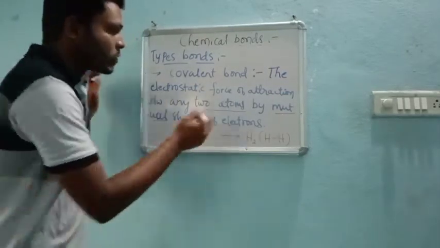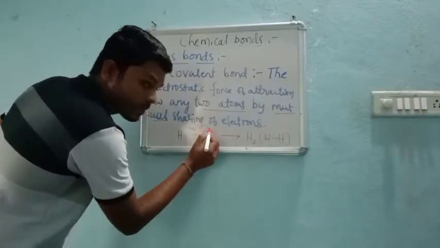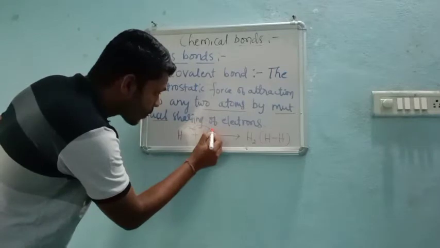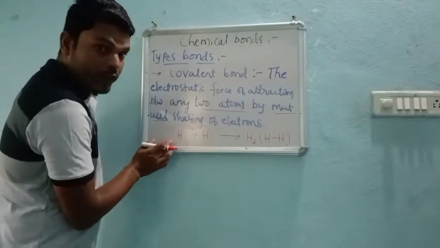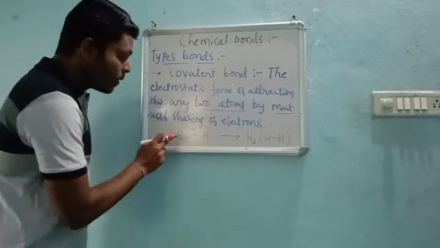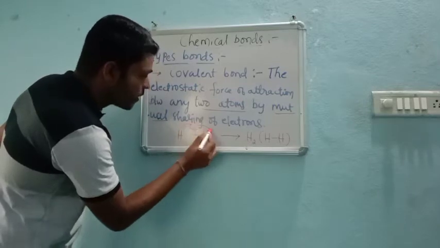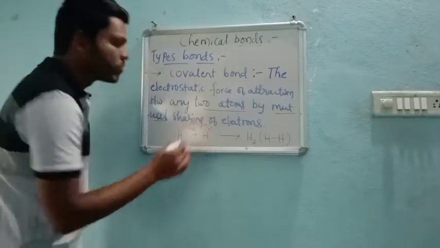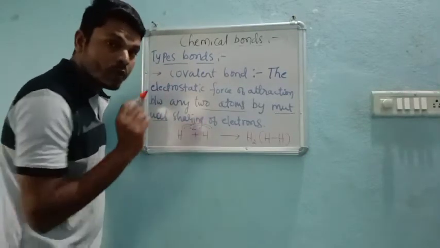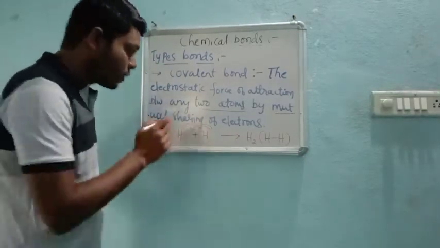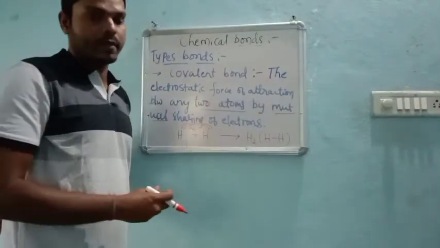So mutual sharing is nothing but, for example, if this hydrogen is donating 2 electrons, then in mutual sharing this hydrogen should also donate 2 electrons. This is called mutual sharing. If this hydrogen is donating 3, then this hydrogen will also need to donate 3 electrons. That is called mutual sharing, right?